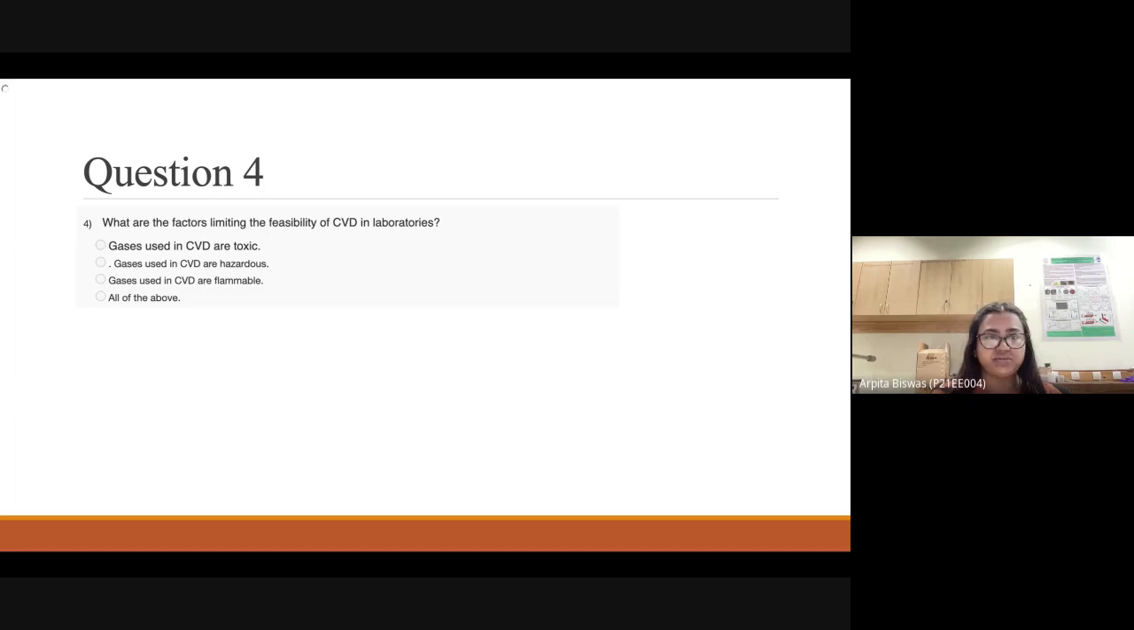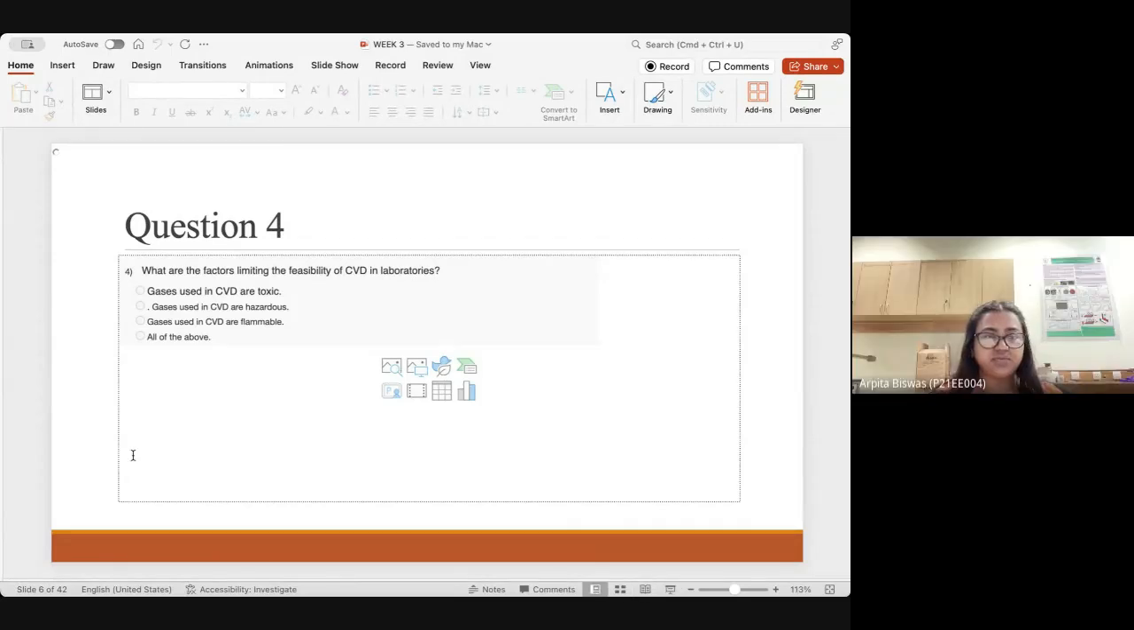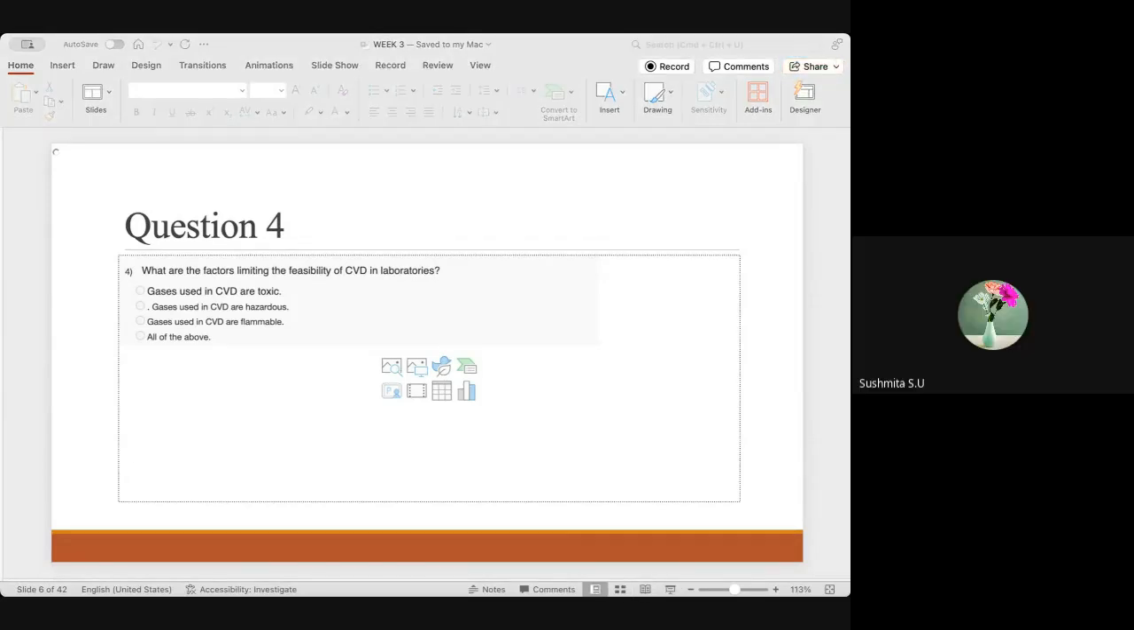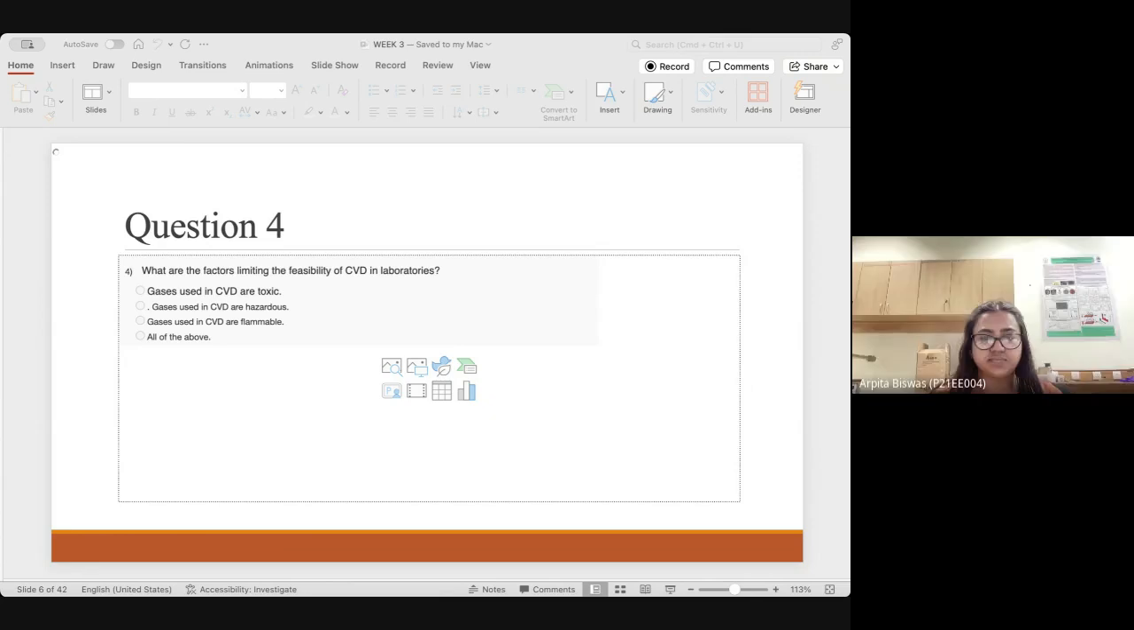What are the factors limiting the feasibility of CVD in laboratories? So first, coming to the question, what is the full form of CVD? Any idea? Chemical vapor deposition. Yes, chemical vapor deposition. And all the options are correct for it. It's toxic, also hazardous and flammable. Can you explain a little bit about it?